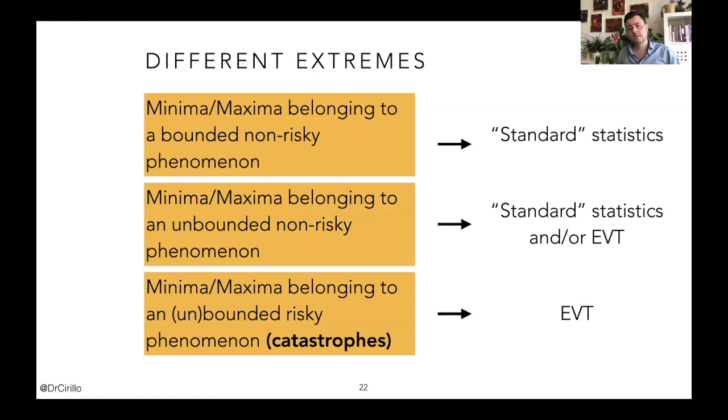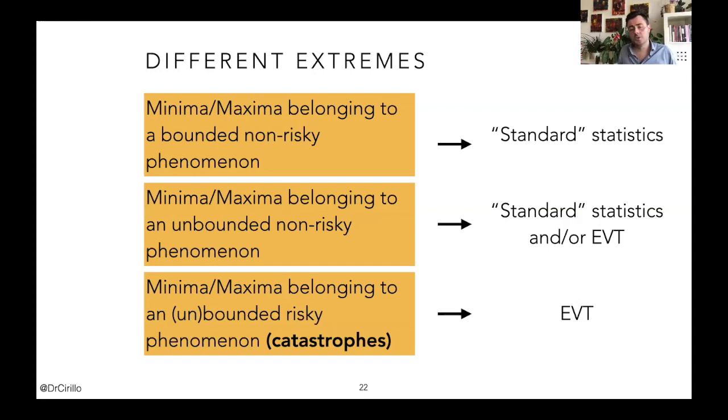Then there is the last category, which is the one that we can call the catastrophic category, so the one of the catastrophes, in which we are considering a phenomenon that is unbounded and risky, so that it can generate very, very large losses, very, very large profits. But again, for us, profits are not a problem, but in any case, we can observe very large variations with respect to the phenomenon. And when the phenomenon is unbounded, this is for sure very, very risky.